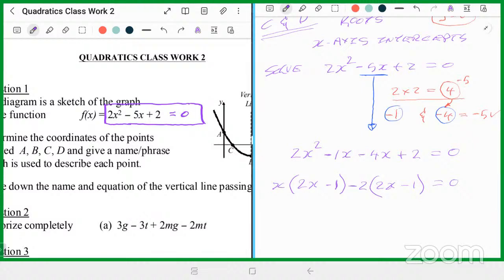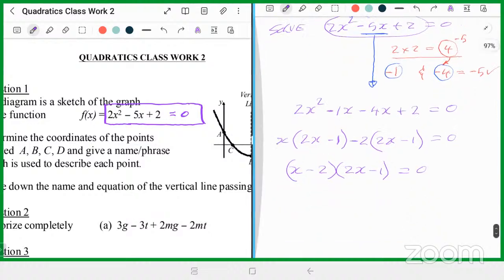Now we have this 2x minus 1 as a common factor. Right? And so it's the x and the minus 2 times that common factor. We can put them together and it becomes x minus 2 times that common factor, 2x minus 1, and that is still equal to 0. And so now we have factorized the expression. This original expression up here has been factorized to this.